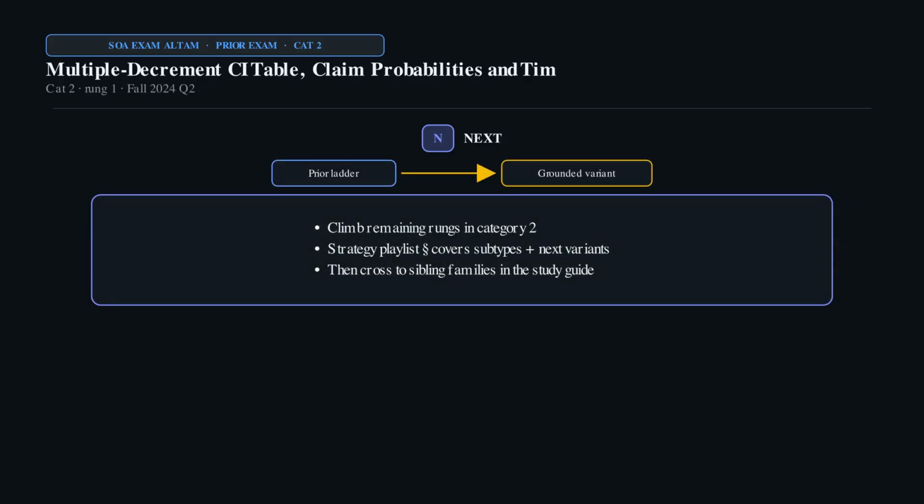After this sitting, climb higher rungs in Category 2 before switching families. Watch the matching strategy video for subtypes and grounded next variants.